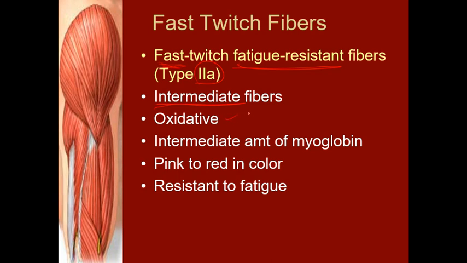They are oxidative, so they are using oxygen and producing ATP, and they do have myoglobin. They just don't have as much myoglobin as the slow twitch fibers. So even with this myoglobin and oxygen, they're still going to have a darker color, a pink to red color. They just don't have that really dark color. They're also resistant to fatigue, just not as resistant as the slow twitch fibers.